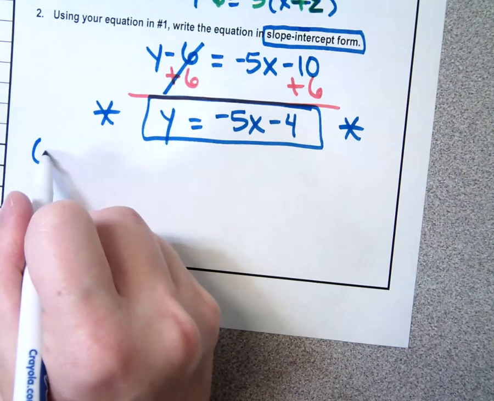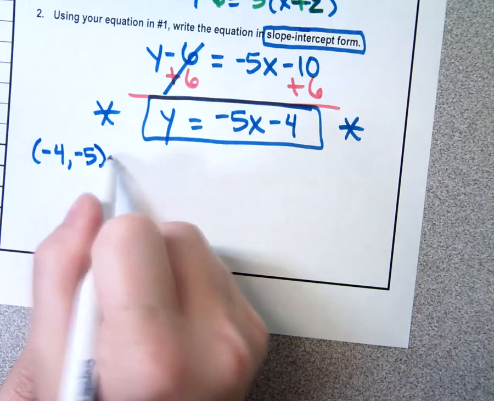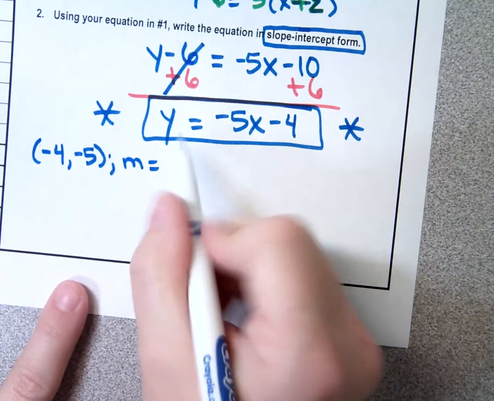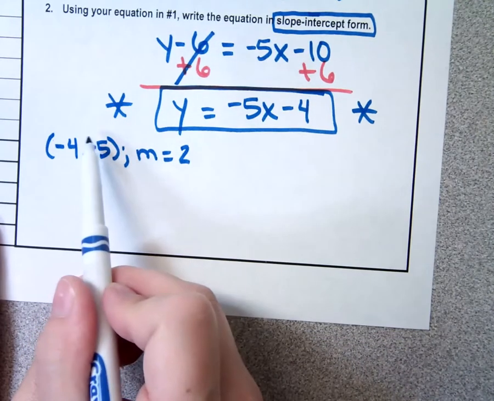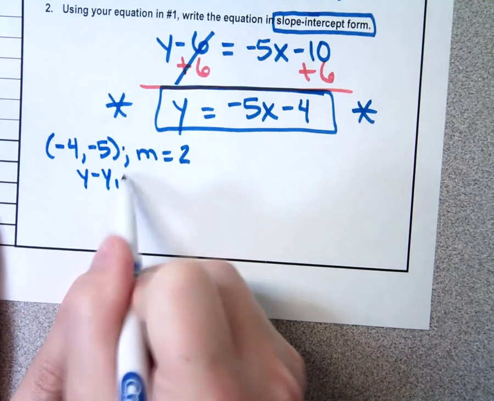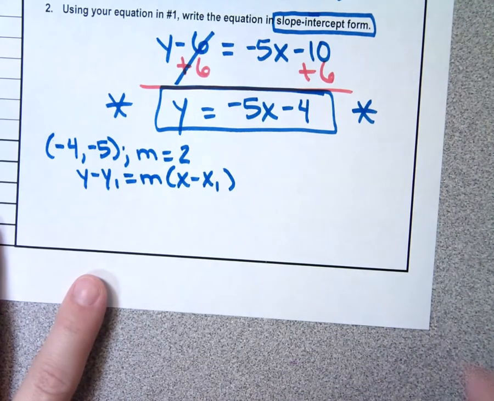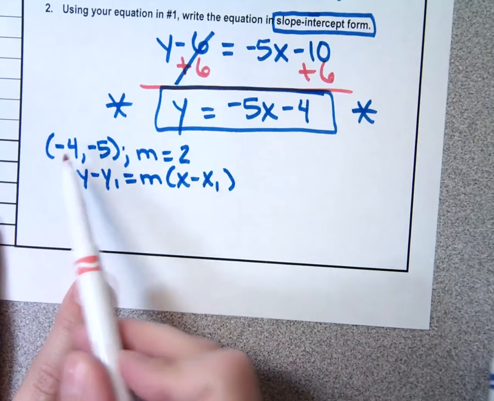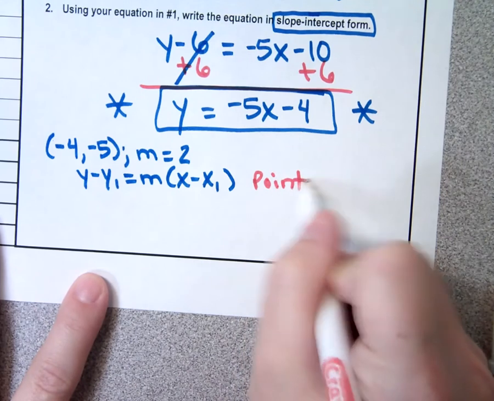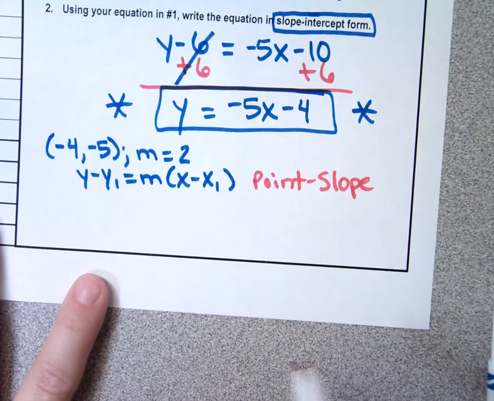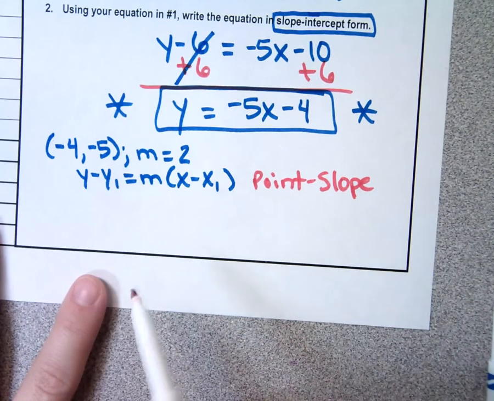So let's say I gave you the point negative 4, negative 5, and I tell you the slope is 2. Okay, since I gave you a point, I'm going to use point-slope form. And because I gave you the point and the slope, then we're ready for point-slope form. It's all in the name. As long as you have the point and the slope, you're ready for point-slope form.